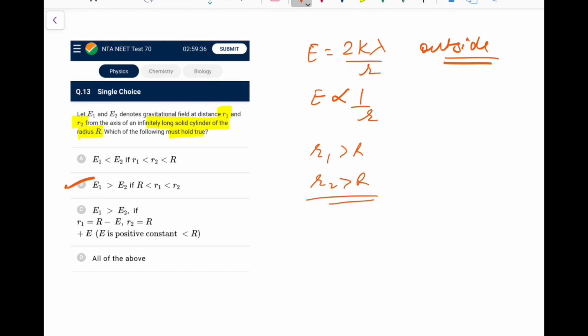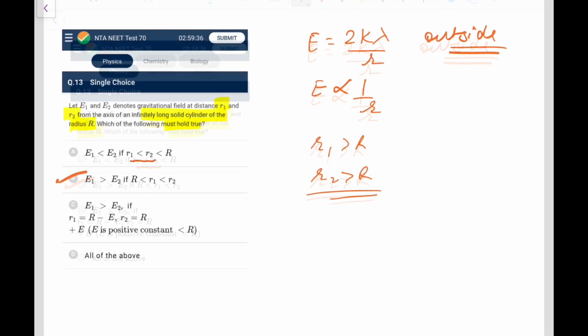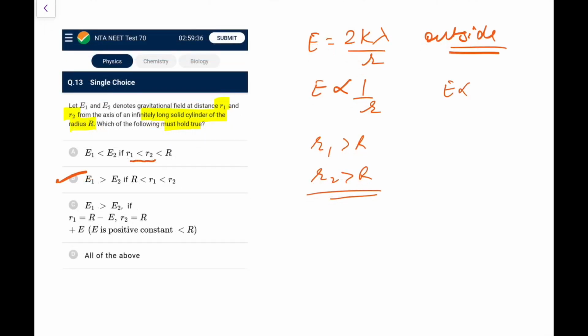So option B we can say is right, but we have to check for all, because all of the above is also given. And if both are inside points, you remember that would be proportional to r, so in that case that would also be correct. So 2 are correct, so definitely the third one will also be correct. Let me check. If E1 is greater than E2, if r1 is equal to R minus e, r2 equal to R plus e.